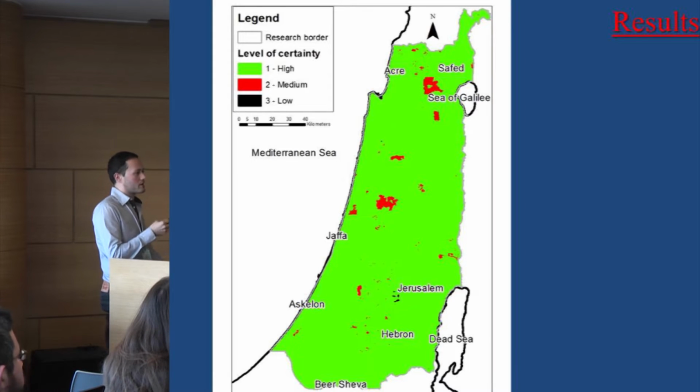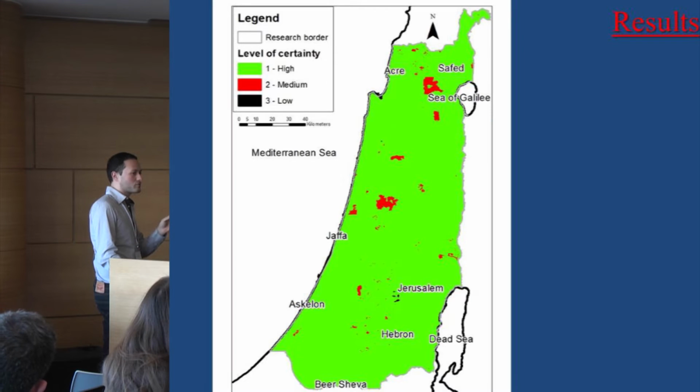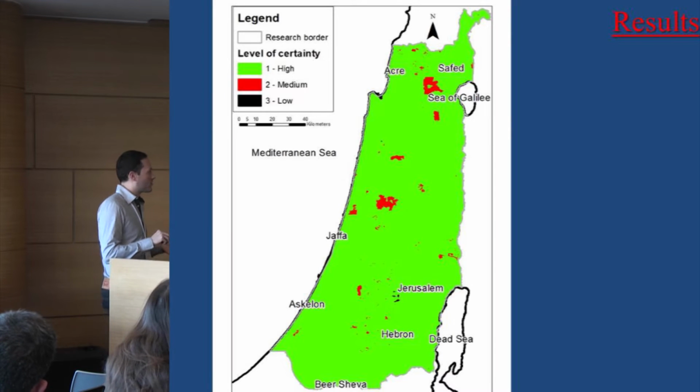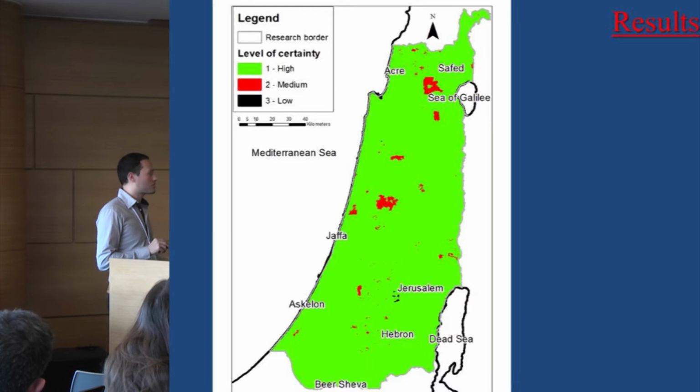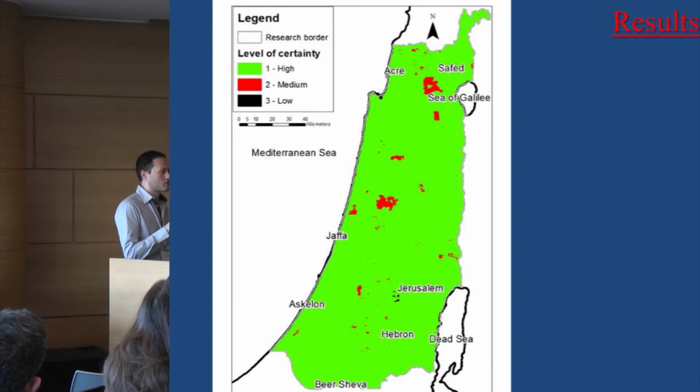Lastly, as I told you, I gave every polygon I drew a measure of how certain I was about the feature I saw. So as you see, most of the areas we were very certain about the feature. There were some places we were partially certain, and there were just a few places where we were uncertain what was the thing drawn on the map.